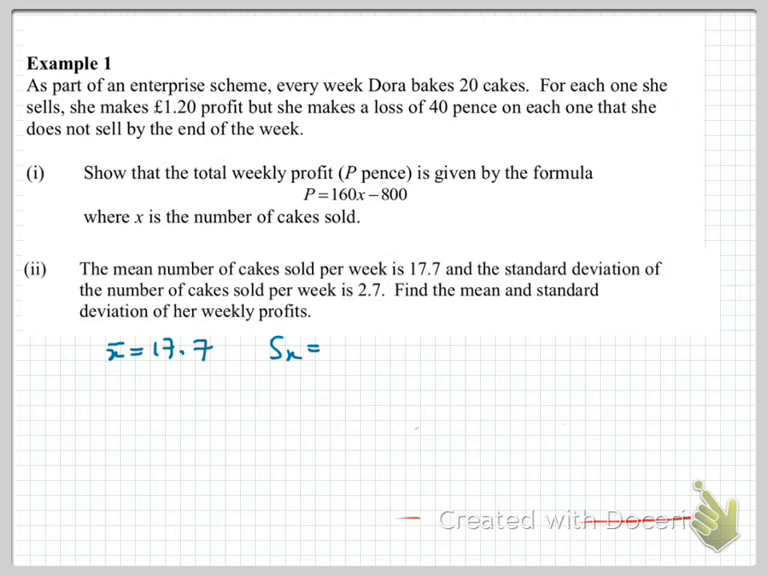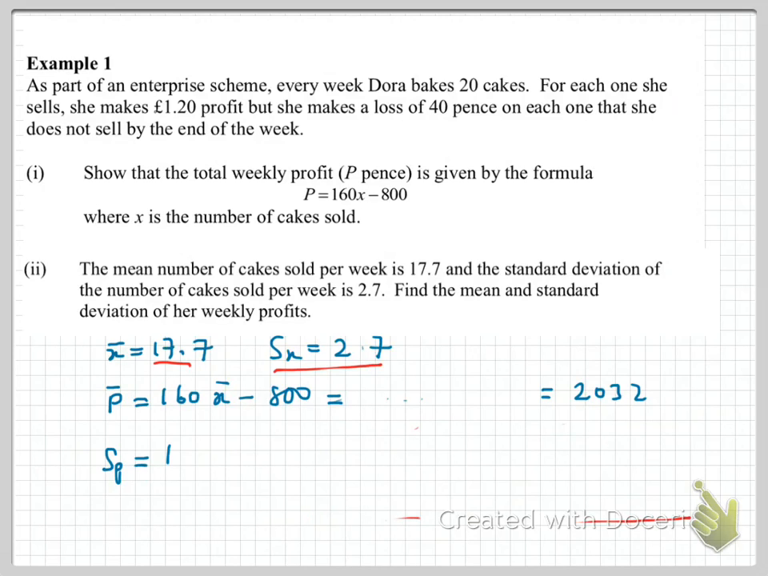Right, in the next part we've been given the standard deviation and the mean. The mean is 17.7 and the standard deviation is 2.7, and what we want to do is find the mean and standard deviation of our weekly profits, given that it's coded. Now we know the mean will simply follow that linear equation, so we can take our mean times 160, take away 800, and that gives us 2032, and our standard deviation is simply multiplied by 160, and that gives us 432.